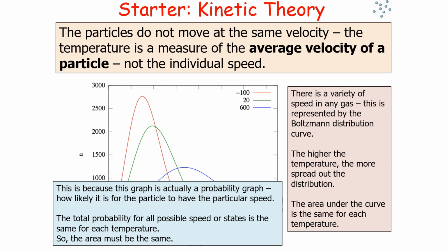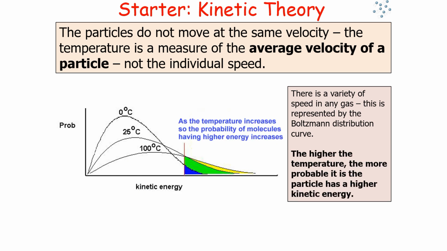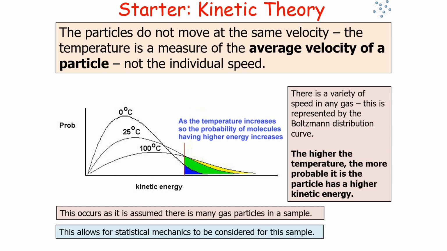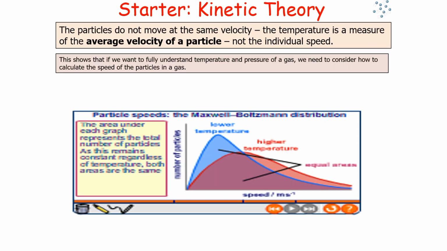That's because the kinetic energy is going to be staying constant, it's just going to be changing how distributed it is. Now, like we said before, there's a variety of speeds in any gas, and the higher the temperature, the more probable it is that a particle has a higher kinetic energy. This occurs as it's assumed that there are many gas particles in the sample, and it allows statistical mechanics to be considered for this particular sample. This shows that if we want to understand how we can work out the temperature and pressure of a gas, we need to consider how to calculate the speed of the particles in a gas.